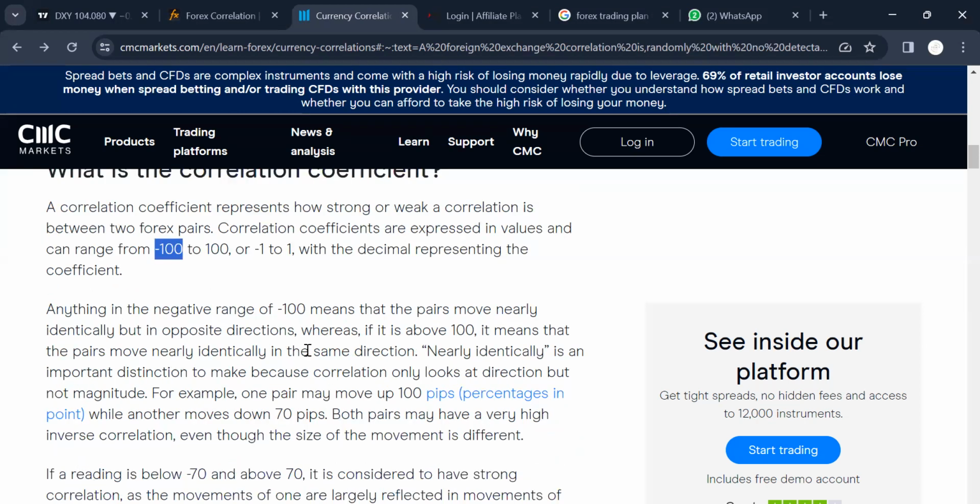Now, anything in the negative range of -1, or -100, means that the pairs move nearly identically but in opposite directions. Whereas if it is above 100, it means that the pairs move nearly identically in the same direction. Nearly identically is an important distinction to make, because correlation only looks at direction. Our main focus is how the currencies are moving, the direction. In fact, you trade direction.